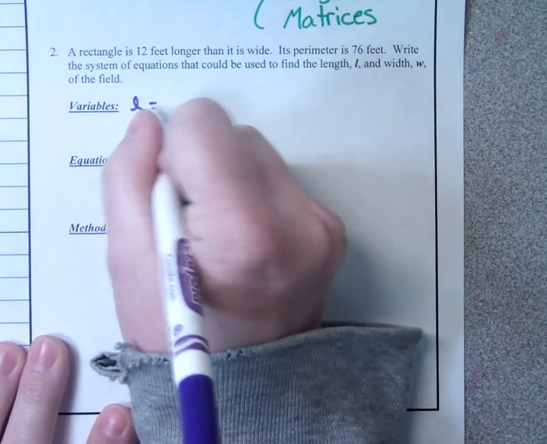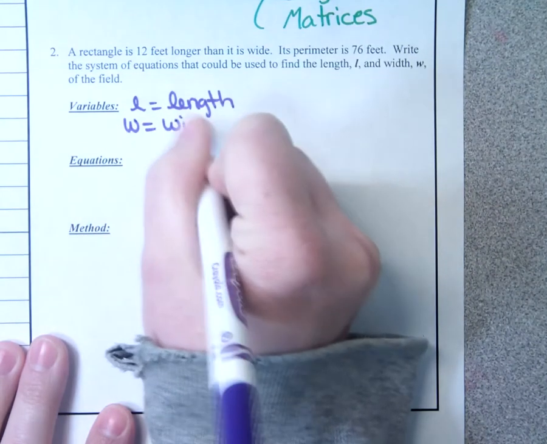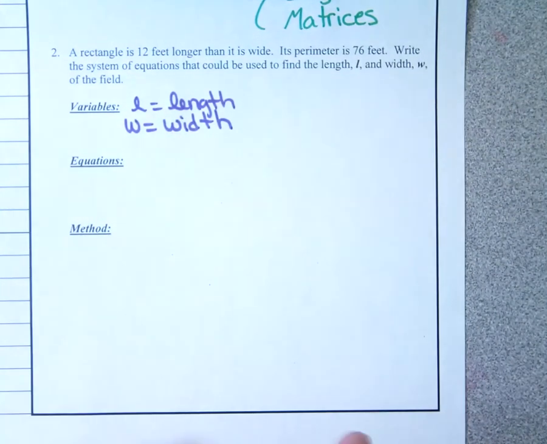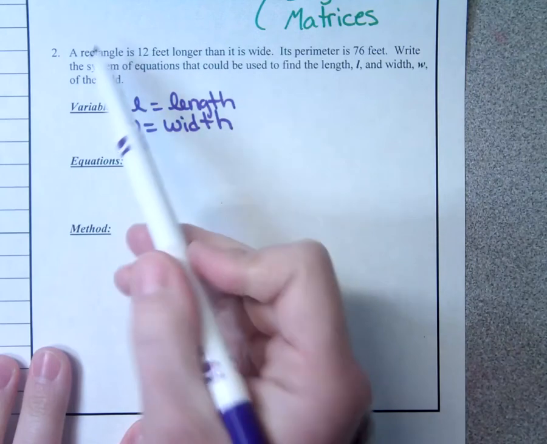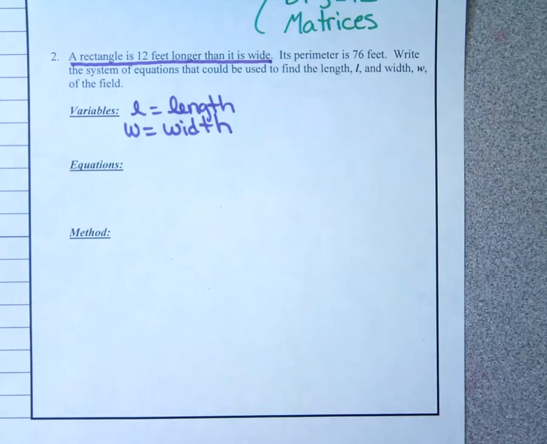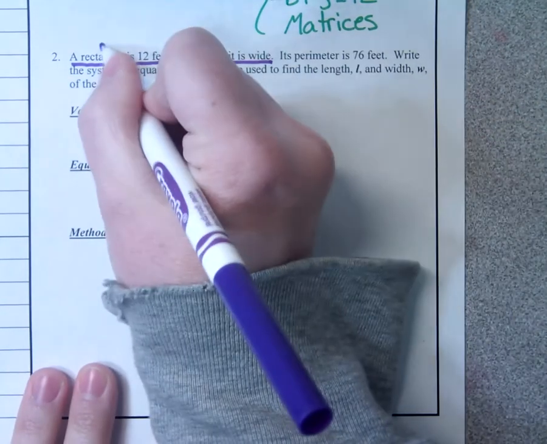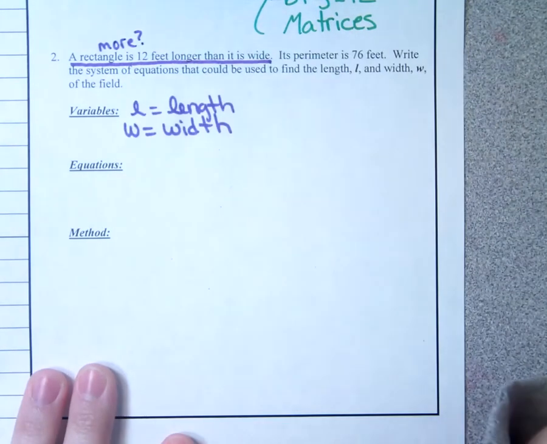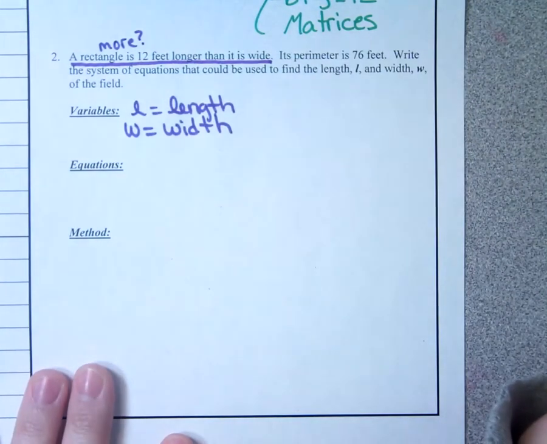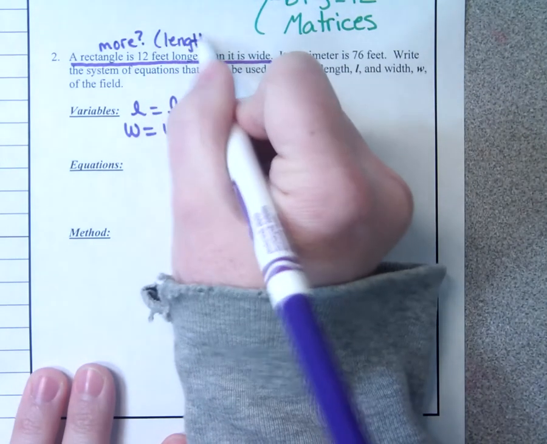Okay, so we're going to use L for our length, and we're going to use W for our width. Now let's see if we can try to write these equations. Of course, this is the hardest part. So it says a rectangle is 12 feet longer than it is wide. Which one do we have more of? Do we have more length or do we have more width? A rectangle is 12 feet longer than it is wide. We have more length, right? Because it's 12 feet longer.